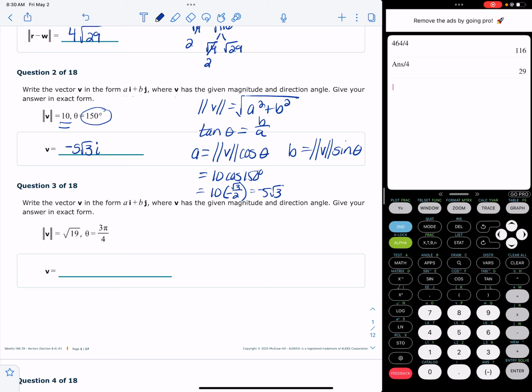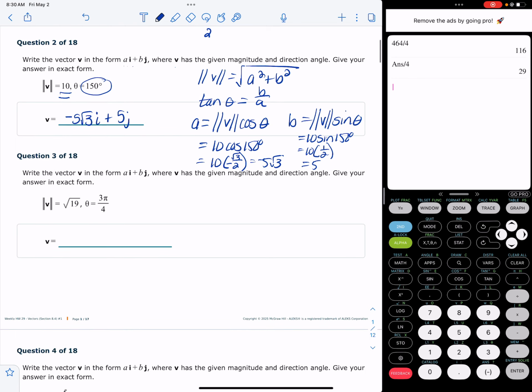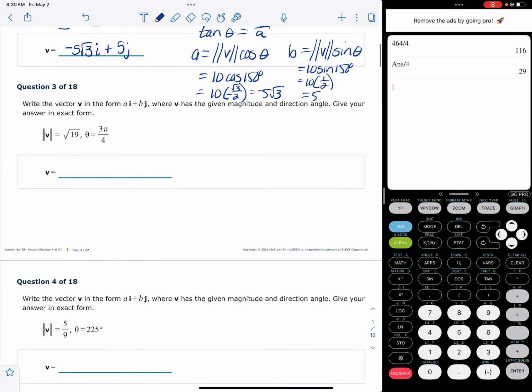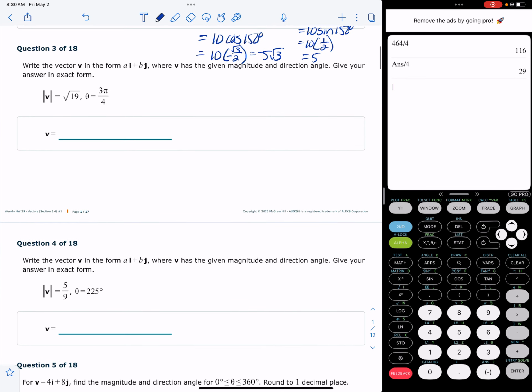Okay, now let's do sine. And so we're still at a 30-degree reference angle. Sine of 30 is 1/2. In quad 2, sine is positive, so it will stay positive 1/2. So b is 5. There you go. And there's several problems that are just super similar to that.